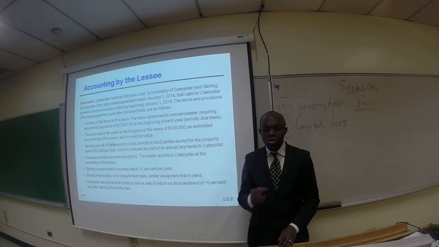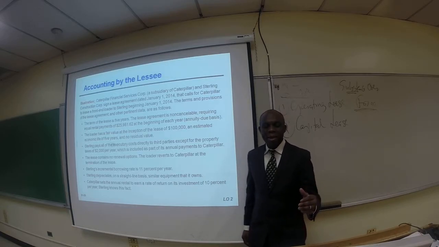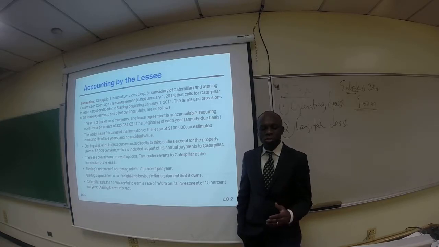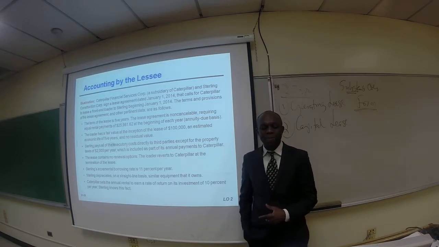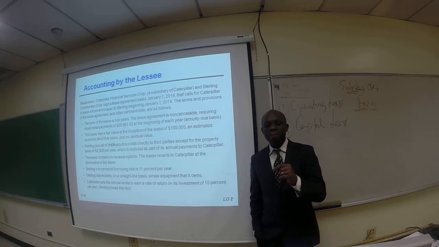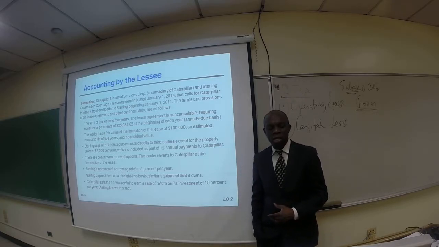Number 2, the loader, that is the property, has a fair value at the inception of the lease of $100,000, an estimated economic life of 5 years, and no residual value. S pays all the executory costs directly to third parties except for the property taxes of $2,000 per year, which is included as part of its annual payment to C. The lease contains no renewal options. The property or loader reverts to C at the termination of the lease.